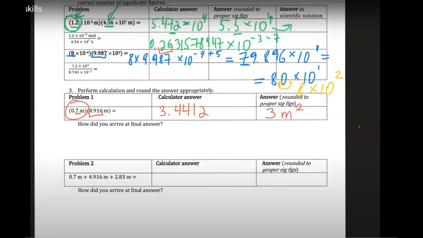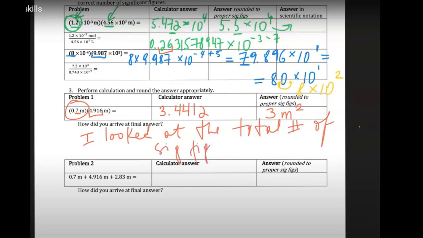How did you arrive at the final answer? I looked at the total number of sig figs in these measurements. And the one with the least number of significant figures determined my answer.